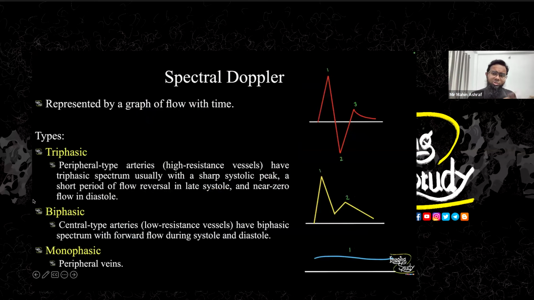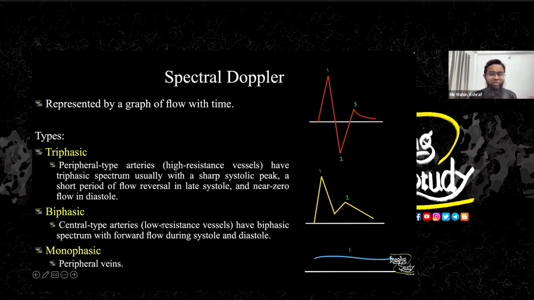So come to the spectral Doppler. We have these spectrums. There are some graphs, and we commonly have three different types of graphs: triphasic, biphasic, and monophasic. When you are seeing three phases, systolic, reverse diastolic or reverse part, and positive diastolic flow, so three parts, this is called the triphasic, which is very common in high resistant waves. So high resistant vessels like peripheral arteries have this type of wave pattern.